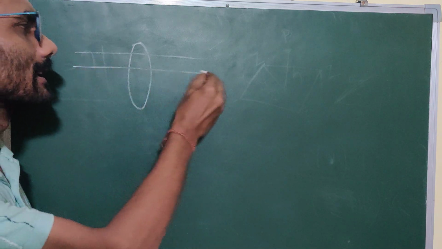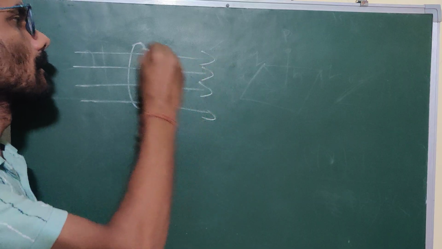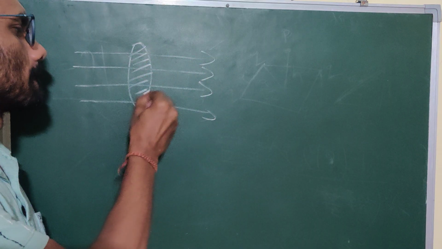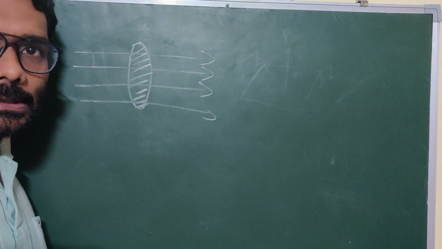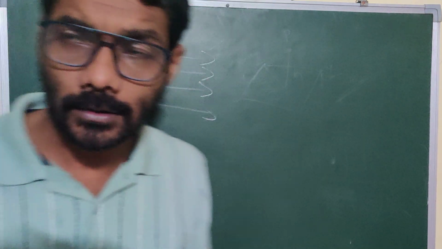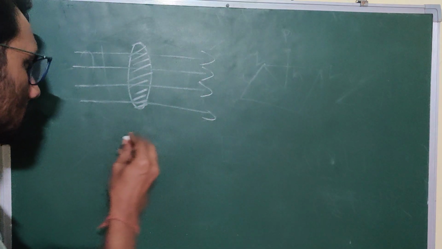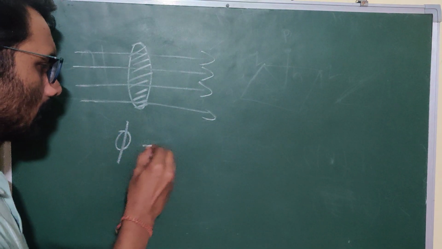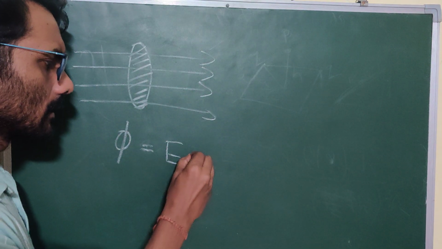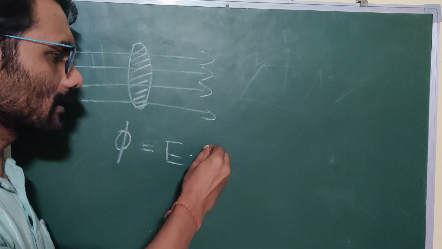Let's say these are electric field lines passing through some area. Okay, so flux is simple. Electric flux phi is E dot A, electric field intensity, electric field strength, times area.